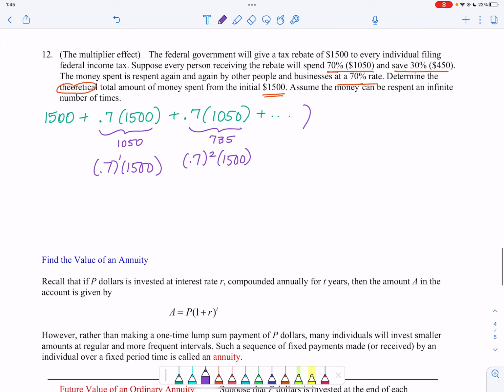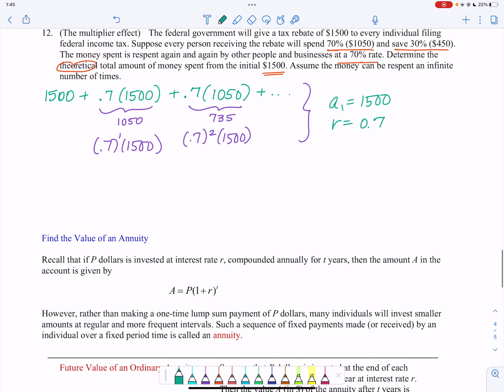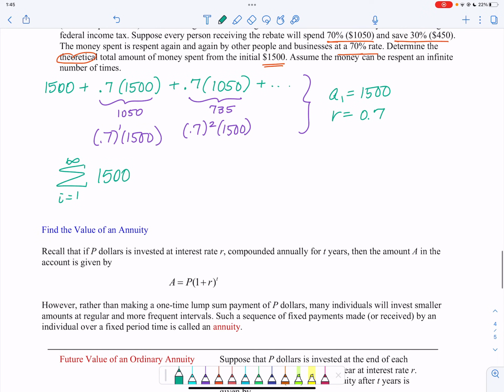Okay, so that leads us to be able to say that a sub 1 is 1500 and that common ratio is 0.7. So if we wanted to add all of this up, i equal 1 to infinity, we'll be adding up an infinite series. We have 0.7 to the i minus 1.